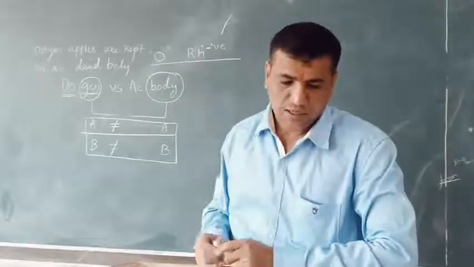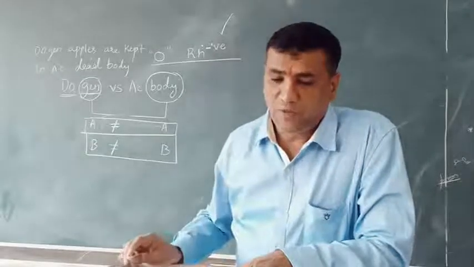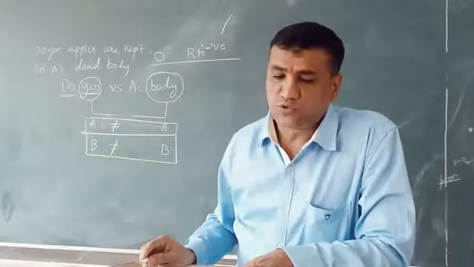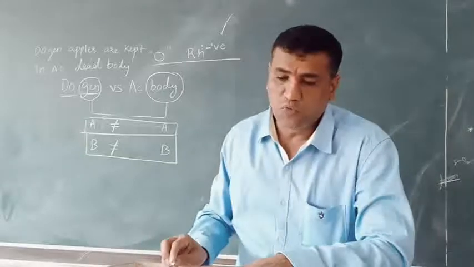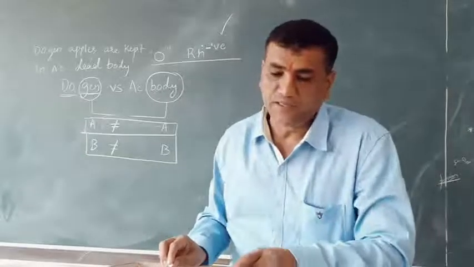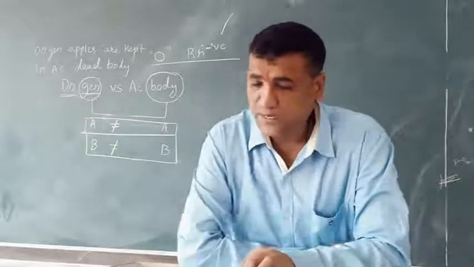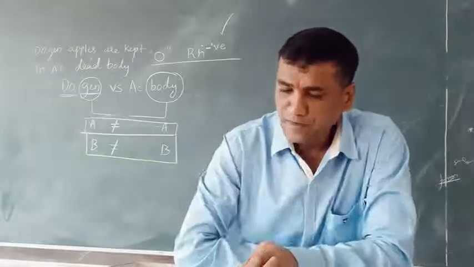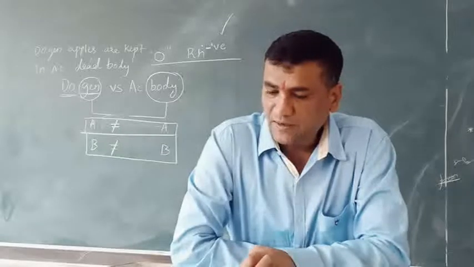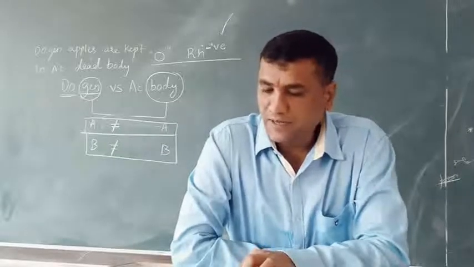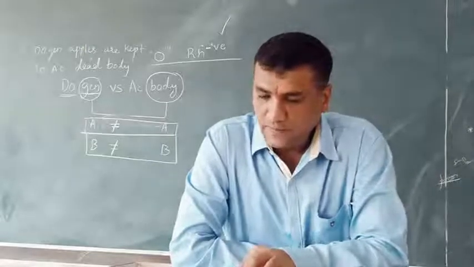Next, coming on to the next question. A baby of blood group A cannot belong to parents of which blood group? Husband O, wife AB. Husband A, wife B. Husband B, wife O. Husband AB, wife A.